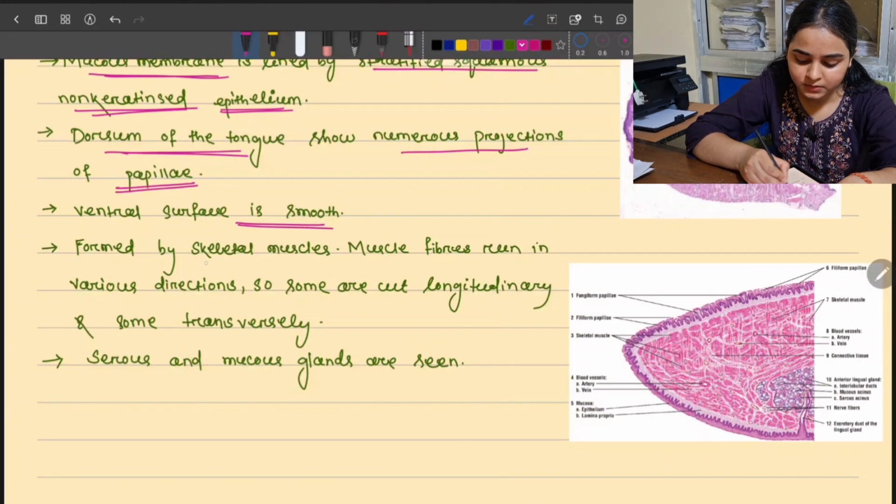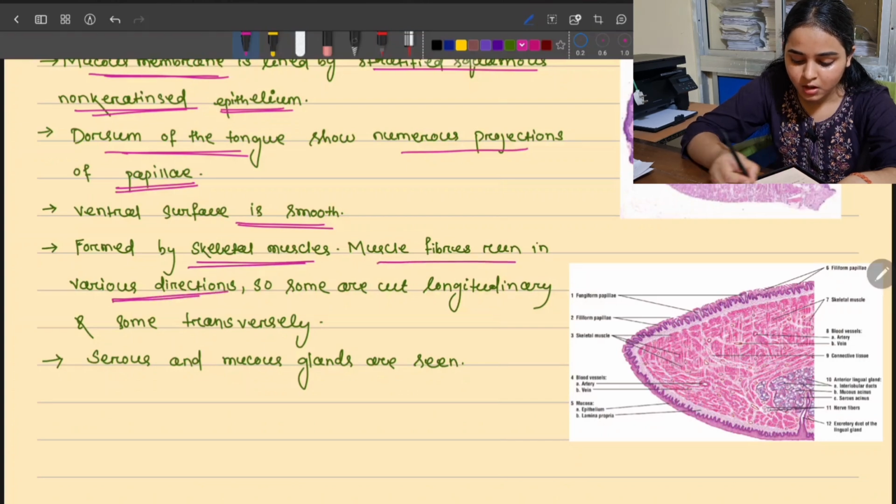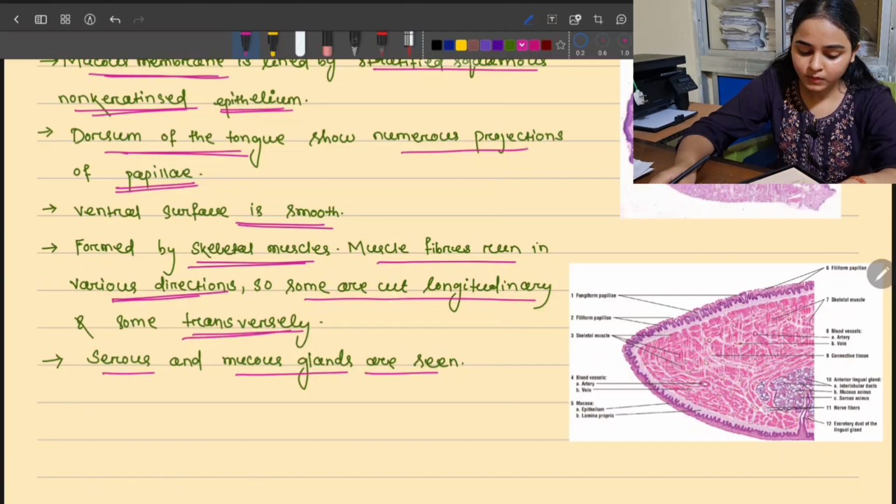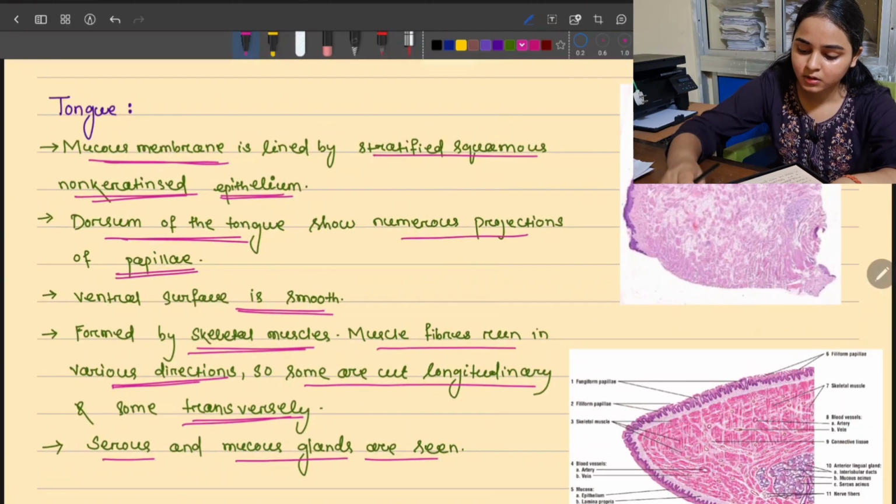And this is formed by skeletal muscles, and the muscle fibers run in various directions. So some are cut longitudinally and some transversely. Serous and mucous glands are seen. Okay, these are the identification features.